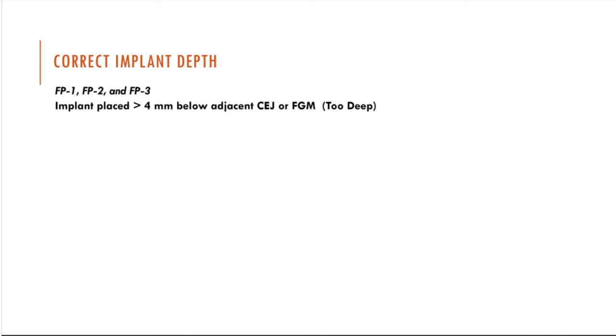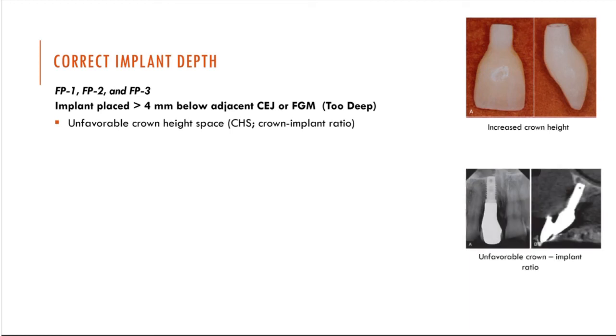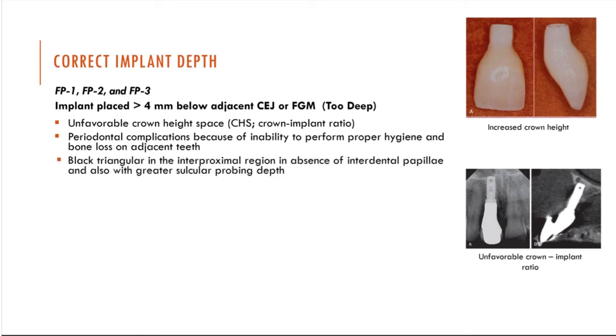For an implant placed more than 4 mm below the adjacent CEJ or FGM, which means it is too deep, it can cause an unfavorable crown height space or crown implant ratio, and it can also cause periodontal complications because of the inability to perform proper hygiene and also cause bone loss on the adjacent teeth. And there can be a black triangle in the interproximal regions because of the absence of interdental papillae and also a greater sulcular probing depth.